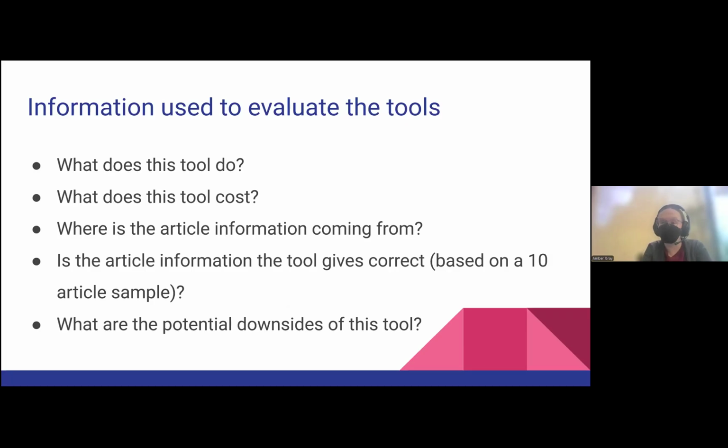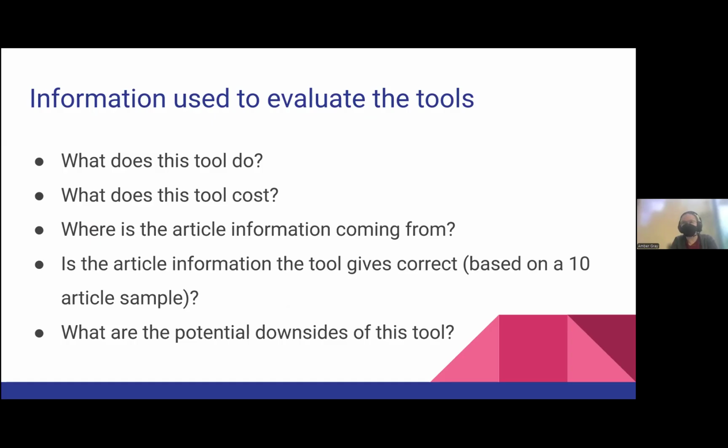But sometimes things are misclassified. For example, a blog post is misclassified as a scholarly article. Or somehow one of these AIs found a term paper that somebody posted about on the internet. So, is the article information that the tool gives correct? And then what are the potential downsides of this tool?